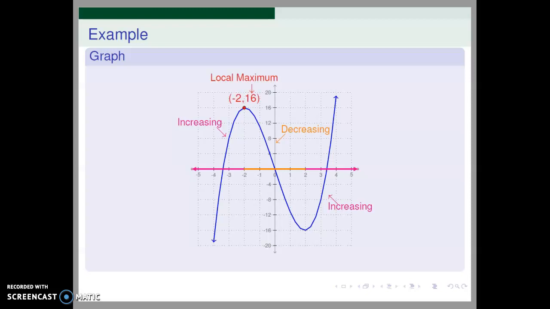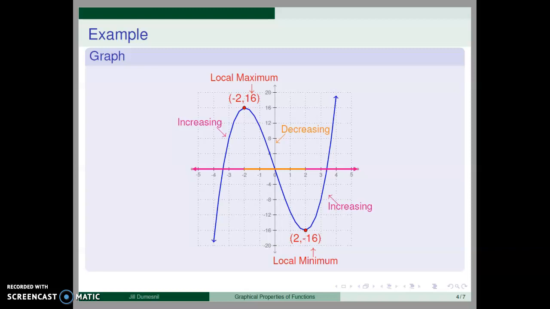A local maximum occurs at points where the function changes from increasing to decreasing. In this example, there is a local maximum of 16 occurring at x = -2. Importantly, the maximum function value is the y value.